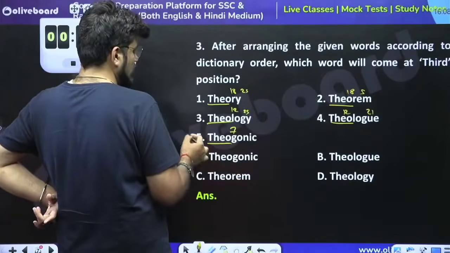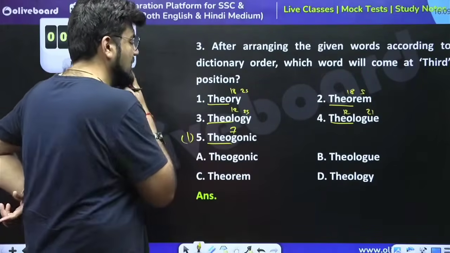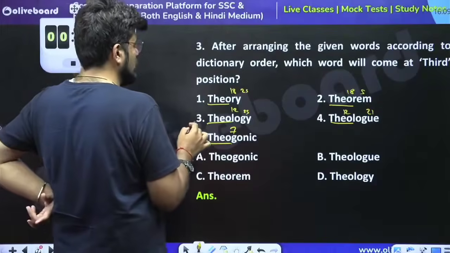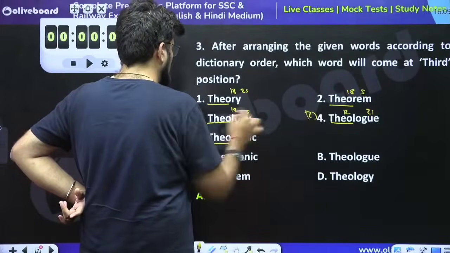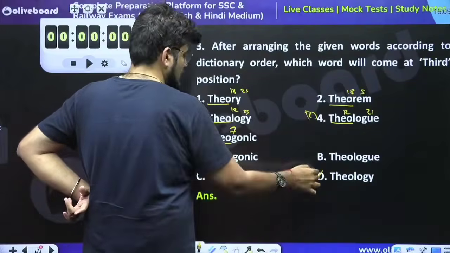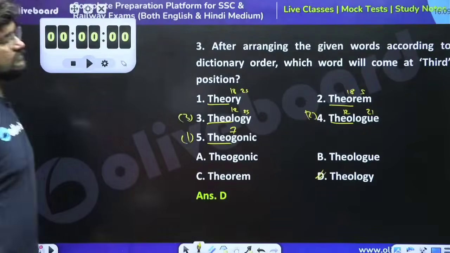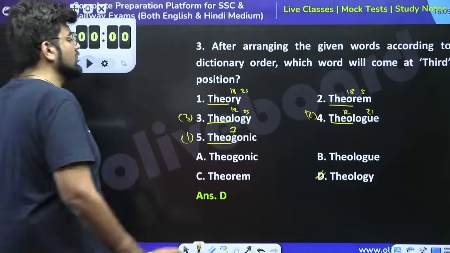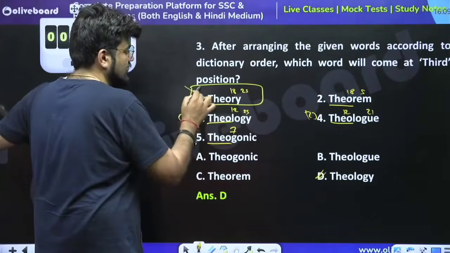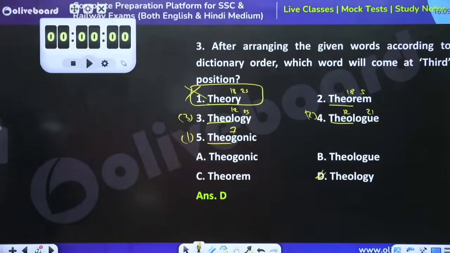So, definitely theogonic is going to come first, right? At the second position, we are going to have theologue, and theology is going to come third, which is option D. That's how quickly you can get over with this. Also, theory you didn't even have to check because that's not even there in the options. We have only 4 options, check from those 4 options. Next.